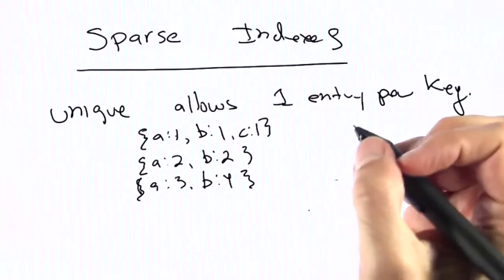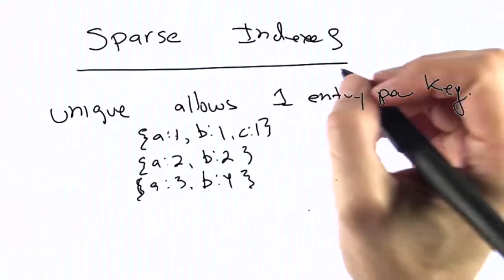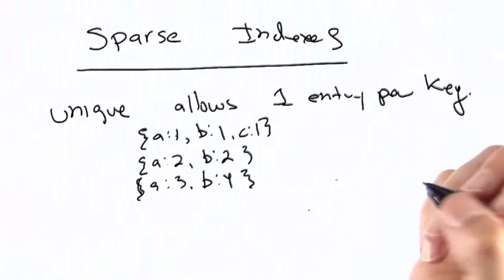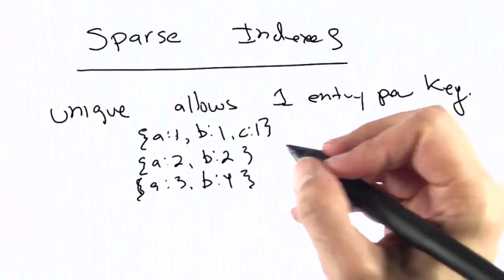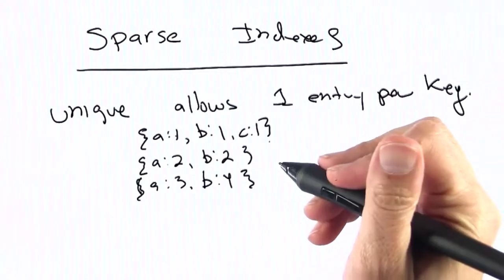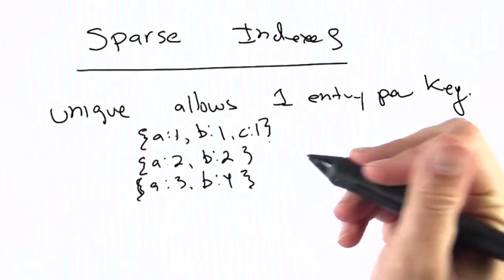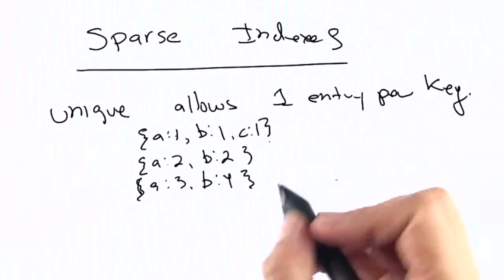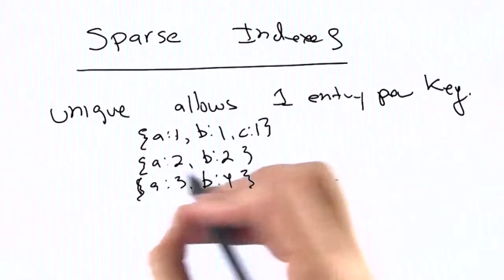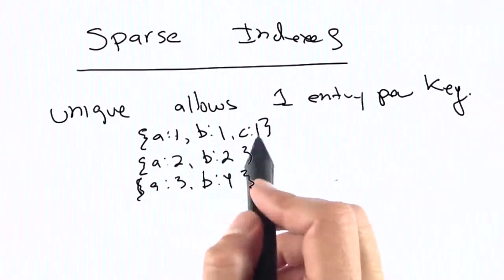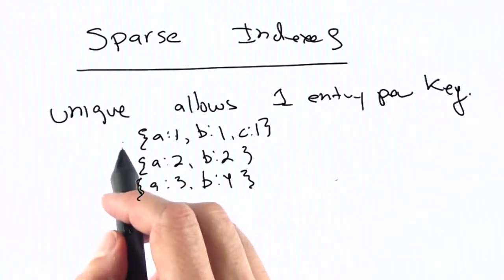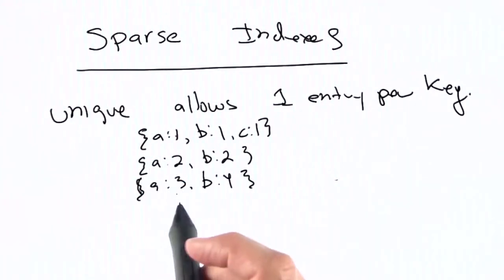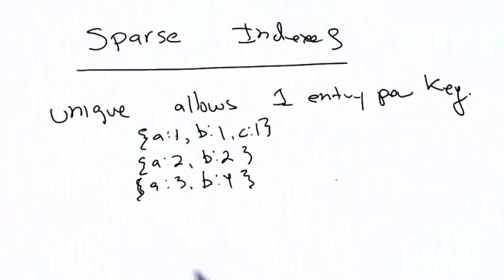Now we know how to create unique indexes on collections. The question is, what happens if we try to create a unique index on a collection and there is more than one document missing the index key? So for example, let's say I try to create a unique index on these three documents. The first document has A, B, C, the second document has A and B, and the third document has A and B. And I want to create an index on just C.